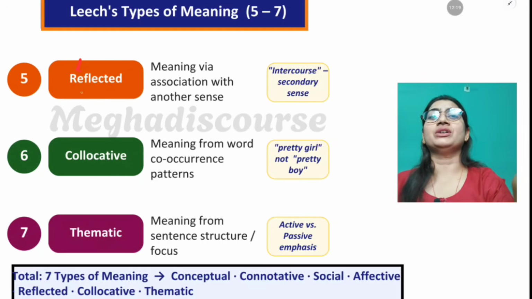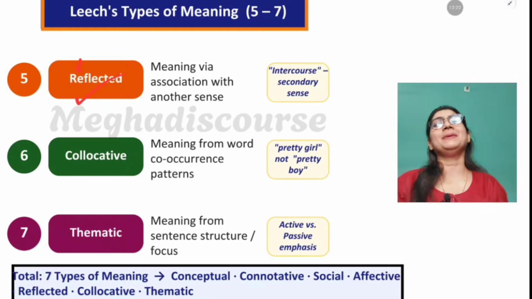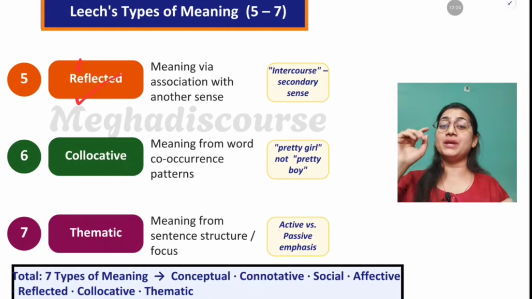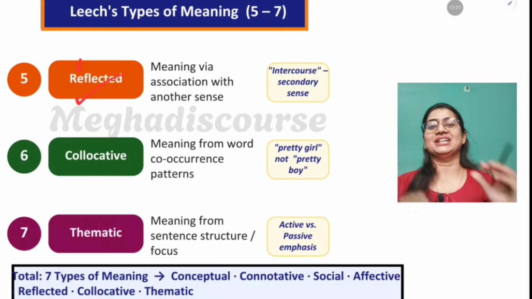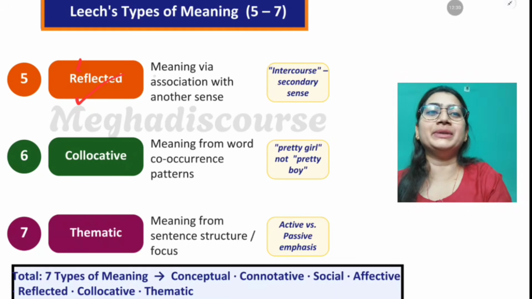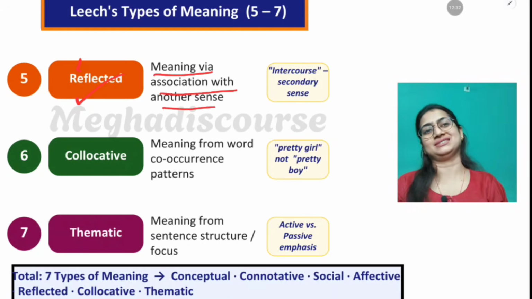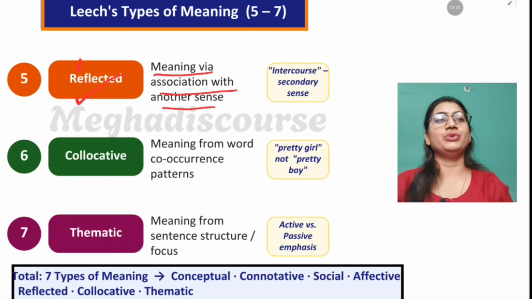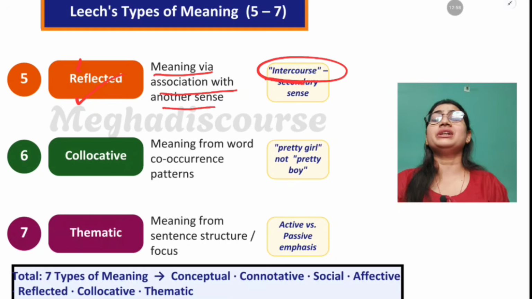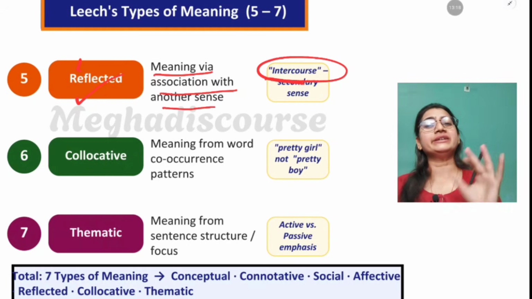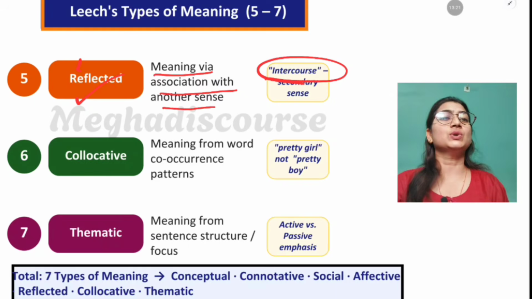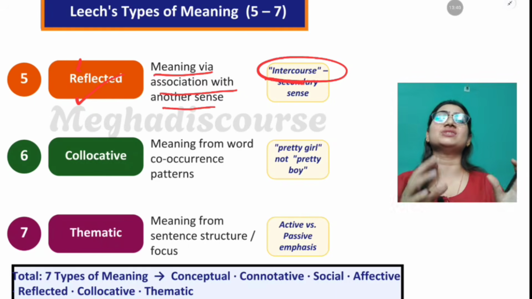Now, another one he has given is reflected meaning. It means meaning that arises because a word is also used for another meaning. That is meaning via association with another sense. Nowadays people use words differently from what they meant when they originated. For example, "intercourse" in general means communication, exchange of thoughts, but most people think of this word in a sexual context. So this is reflected meaning. People have generated a different sense of the word.